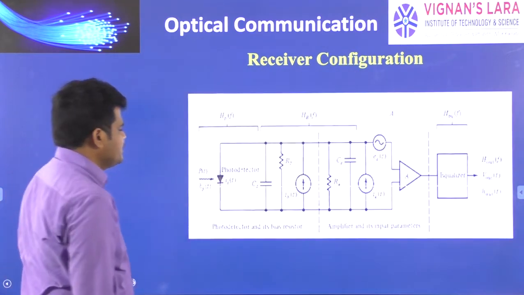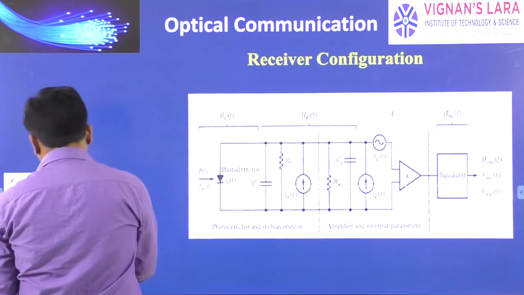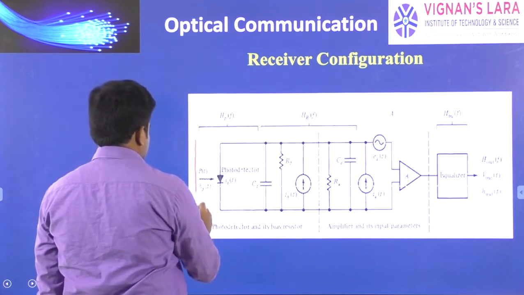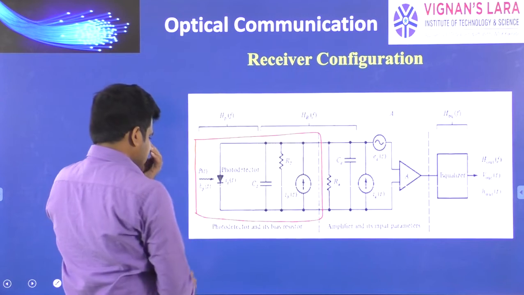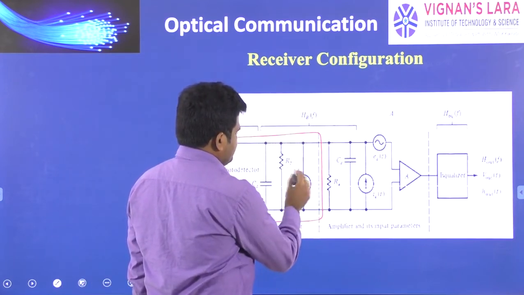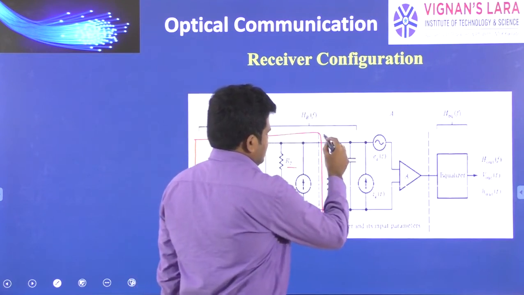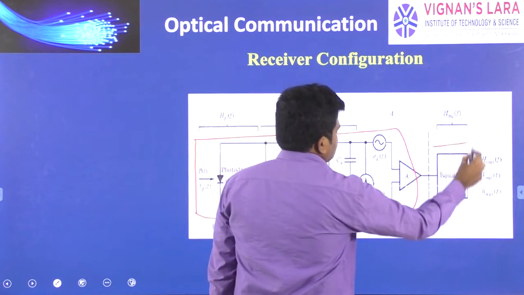You can see the receiver configuration. The first part is the photodetector with biasing resistor, say RB. The second part is the amplifier, and the third one is the equalizer.